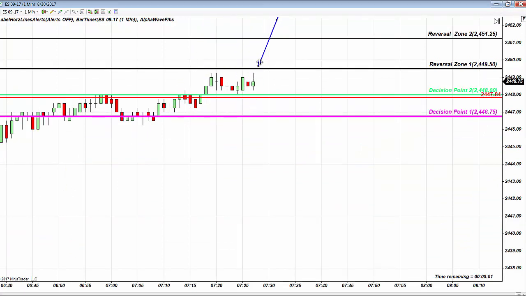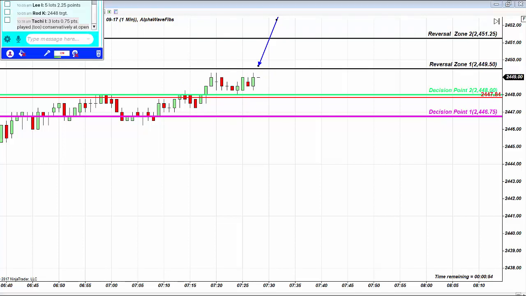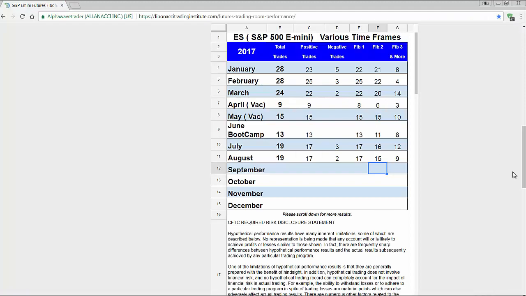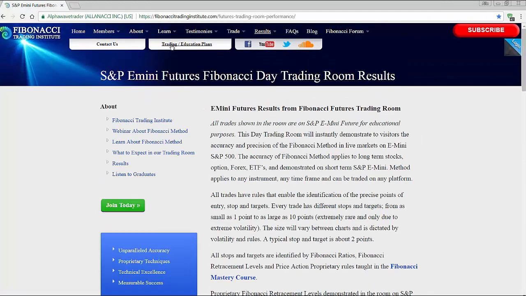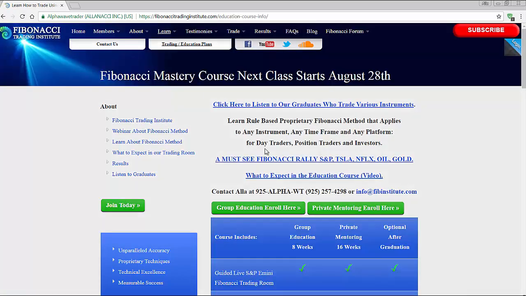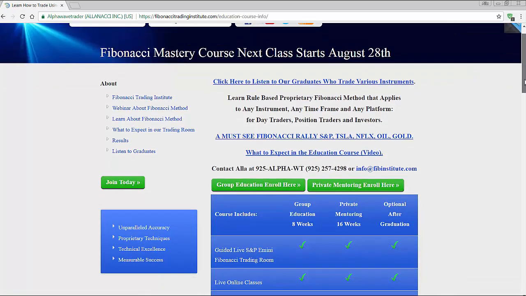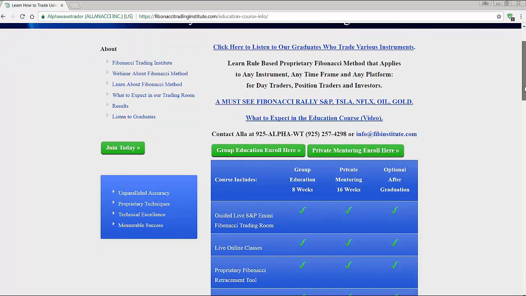Very crucial moment on S&P. So if you want to trade like Richard, like Rod, like Tashi, like Lee, all you have to do, play by the rules. All you have to do is remember, every single student in the course trades different instrument. Every single student in the course has different account size, has different circumstances.